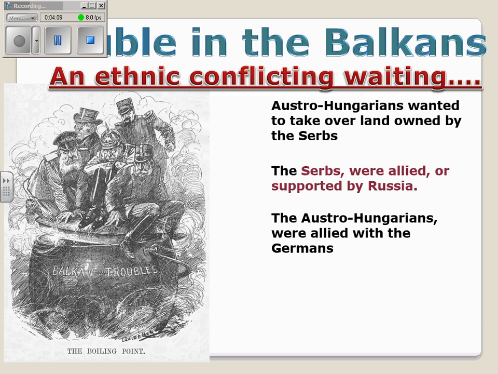The Austrian-Hungarians were allied with Germany. And the little uh-oh, guys, that's what's going to happen. And you can imagine, one small event is going to trigger a huge, huge calamity in this area.